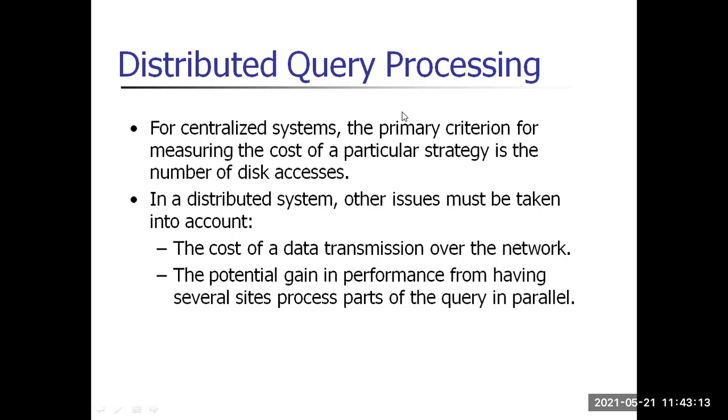The potential gain in performance from having several sites process parts of the query in parallel. So parallel processing is going on here. So the thing is, there are two major issues. First one is managing the cost of maintaining the database management system or distributed management system, and also managing the network part, data transmission over the network.